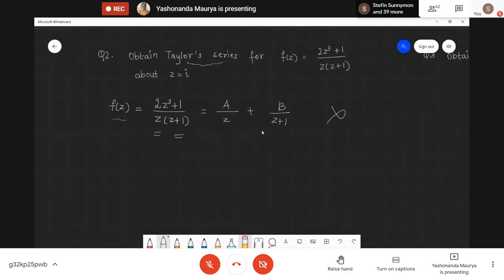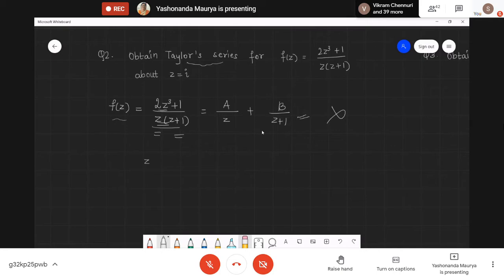This is not correct. Again, always remember whenever we have to apply the partial fractions, observe the degrees also. What is the degree of the numerator and what is the degree of the denominator? Over here, the degree of the numerator is 3 and the degree of the denominator is 2. So in this case, we cannot write down the partial fractions in this fashion. So what we need to do is, first of all, actual division has to be performed.